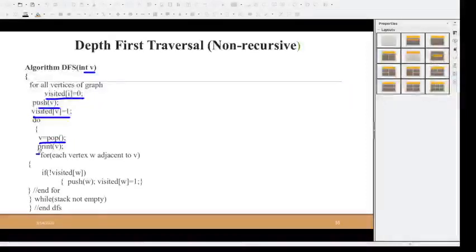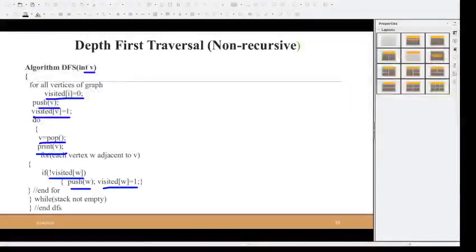First of all, I will print it, and for each vertex W which is adjacent to vertex V, I am going to check whether it is a part of the visited array or not. If it is not, then I am going to push it onto the stack, and I will set the visited array for that particular adjacent vertex as 1. This part will repeatedly execute again and again, and eventually it will stop when you either reach a dead end or reach the end of the routine.